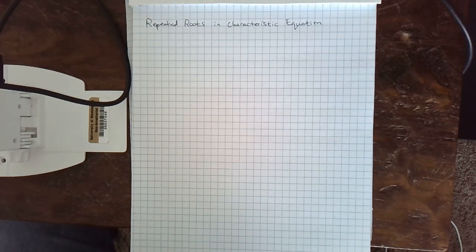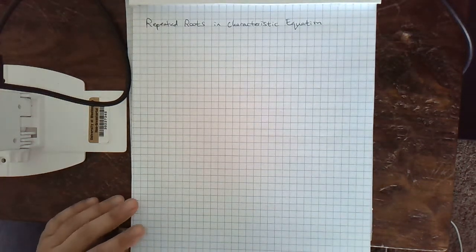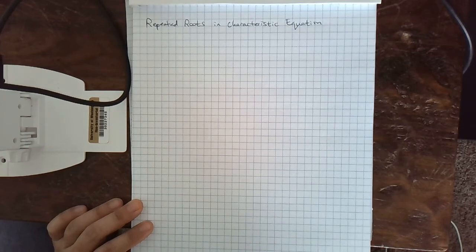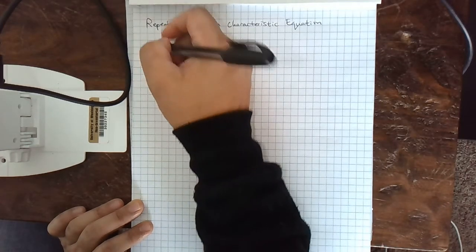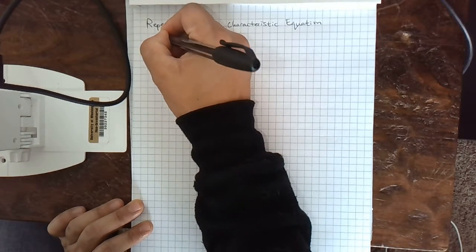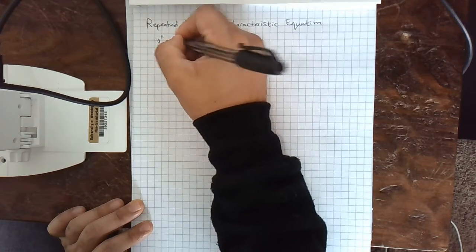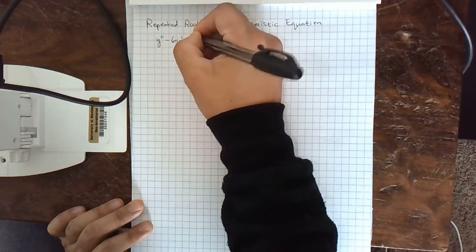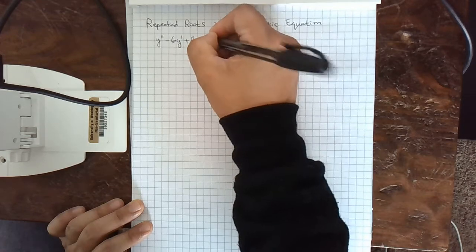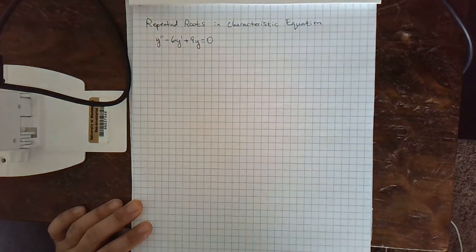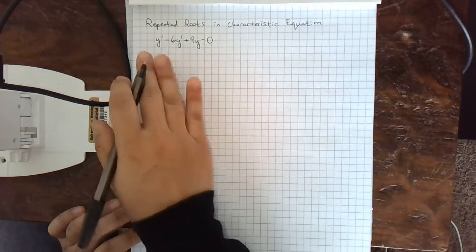So repeated roots in the characteristic equation are actually really difficult, and we need a whole new technique in order to solve differential equations with repeated roots. So let's go back to second order differential equations, and they'll still be linear, homogeneous, and with constant coefficients, so pretty easy.